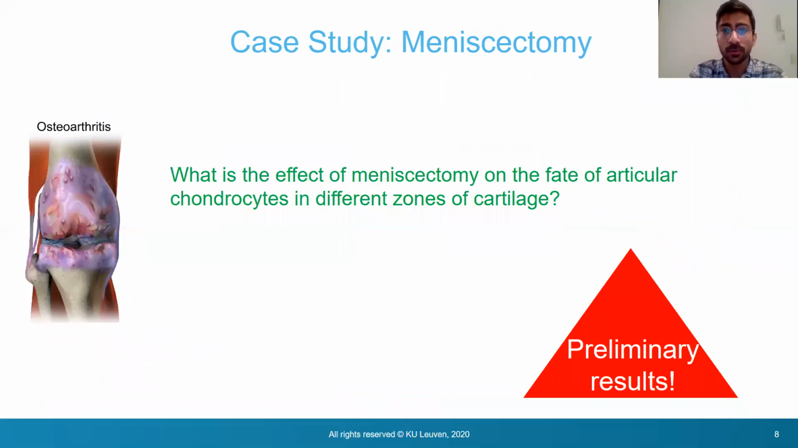Now, using this workflow, we wanted to study a pathological case, that is meniscectomy, or the removal of meniscus from the knee joint. And it is known to trigger osteoarthritis in a lot of cases. And we use the same workflow that I discussed before.